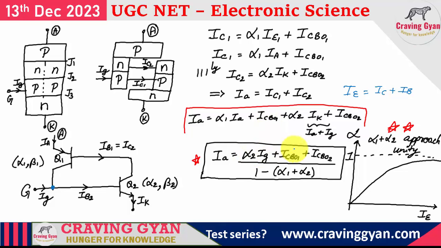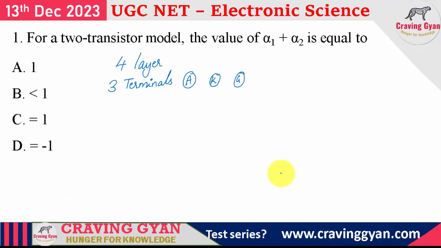Now, on rearranging, what I'm going to get is IA equals alpha 2 times IG plus ICBO1 plus ICBO2, whole divided by 1 minus alpha 1 plus alpha 2. Based on this, if I'm sketching a graph with respect to the emitter current versus alpha, alpha 1 and alpha 2 approach unity but do not equal unity. Suppose alpha 1 and alpha 2 are equal to 1, then I get 1 minus 1, nothing but 0. Anything divided by 0 gives infinity. Infinite anode current is practically not possible. So the values of alpha 1 and alpha 2 can reach up to 1 but not equal to 1. So the suitable option is option B, nothing but less than 1.